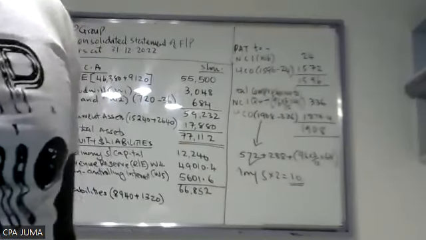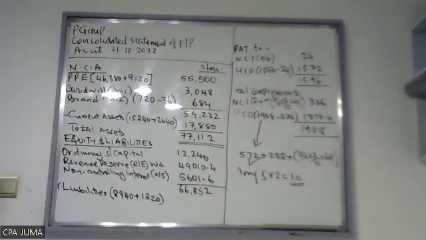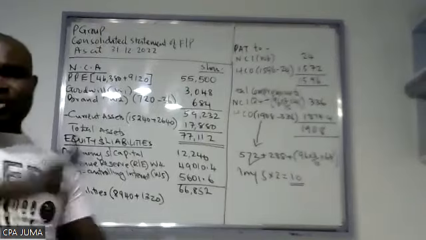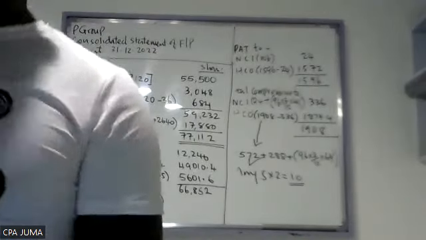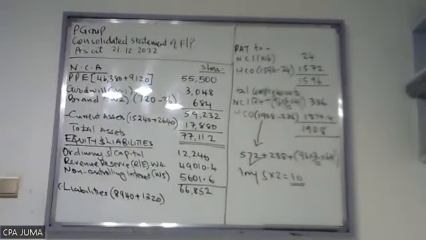Okay. Current liabilities. So these are current liabilities, but they have been lumped together. So the current liabilities total, those two.